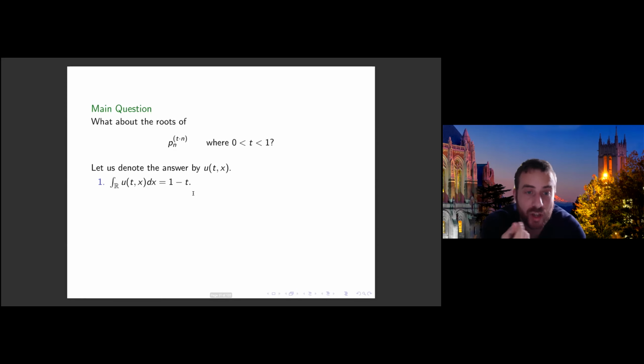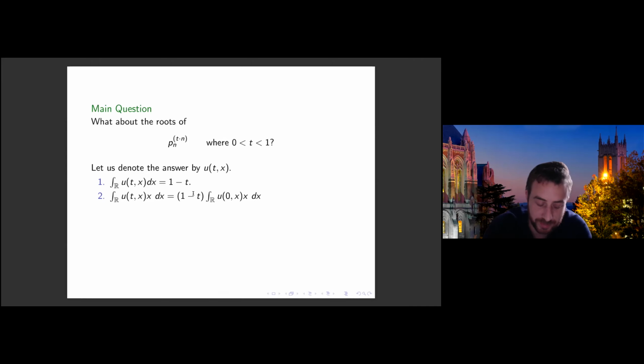So okay, what do we know? We know that the density is 1 minus t. That's sort of the L1 norm, if you want. Then there is a beautiful fact that you do find in books on polynomials, which says that the average of the roots remains exactly in the same place.